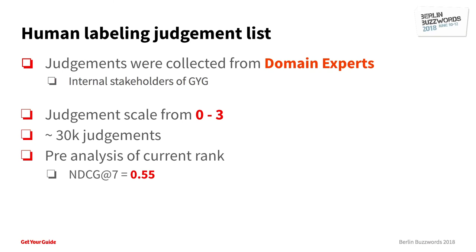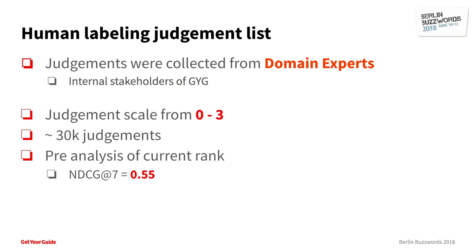The judgments are collected from domain experts, and the experts in this case were internal stakeholders of GetYourGuide. We asked them to judge on a scale of 0 to 3, where 0 is something that is not relevant at all, and 3 is something that is very relevant. In this round, we collected about 30,000 judgments.